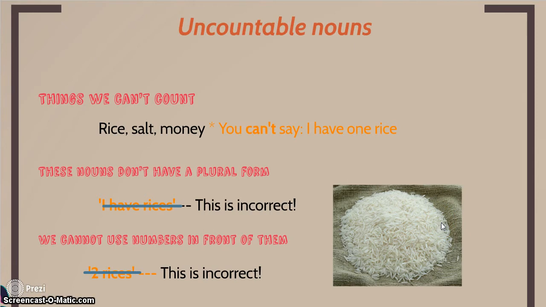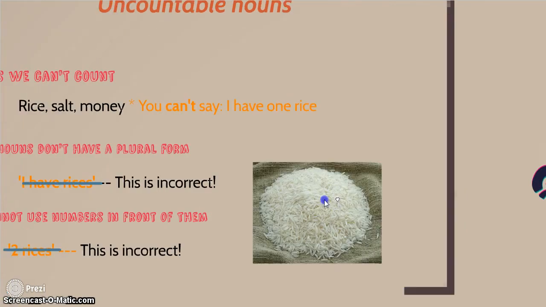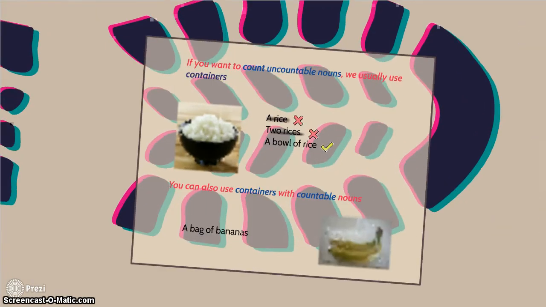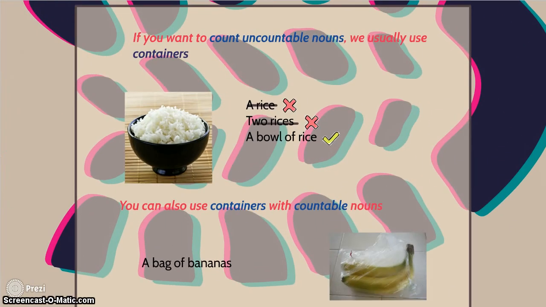And of course, because we cannot count it, we cannot use a number in front of it. We cannot say 1 rice, 2 rices, 35 rices. No, it's just rice. Okay, is this clear? So how do we count? Well, if we want to count uncountable nouns, we usually use containers. Containers as, for example, this one.